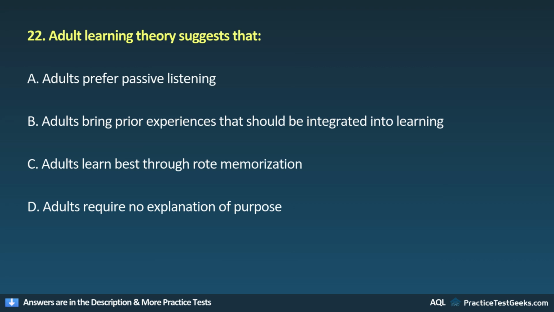22. Adult learning theory suggests that: A. Adults prefer passive listening. B. Adults bring prior experiences that should be integrated into learning. C. Adults learn best through rote memorization. D. Adults require no explanation of purpose.